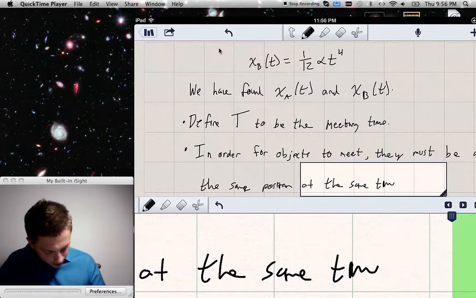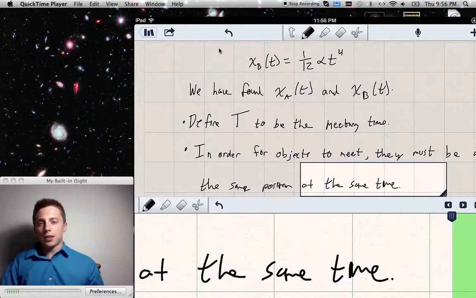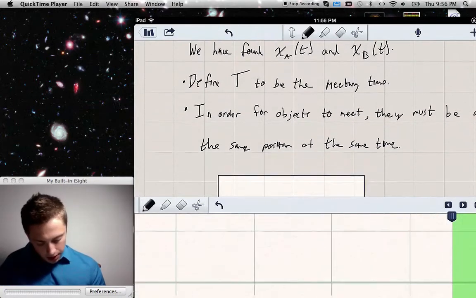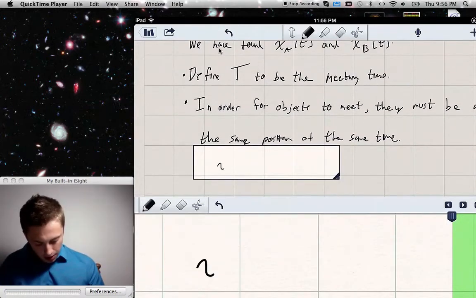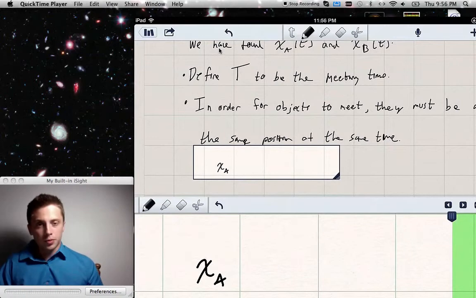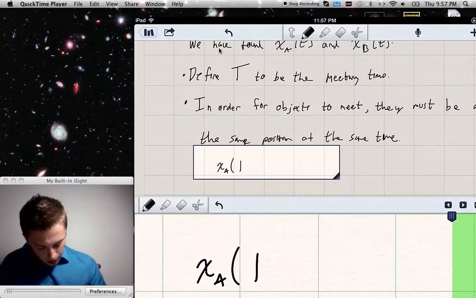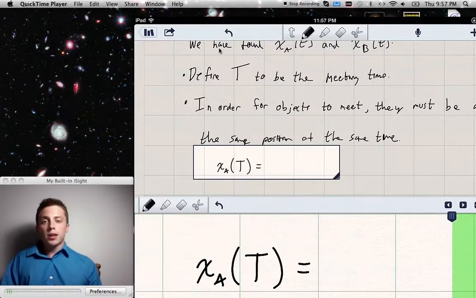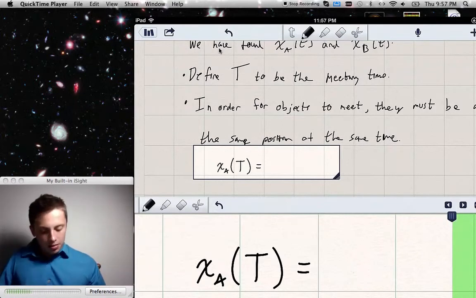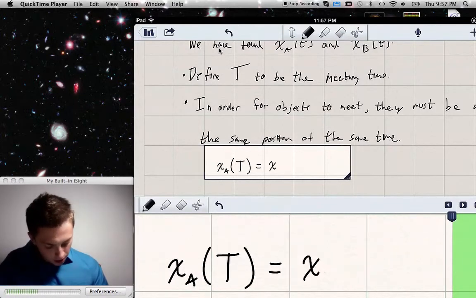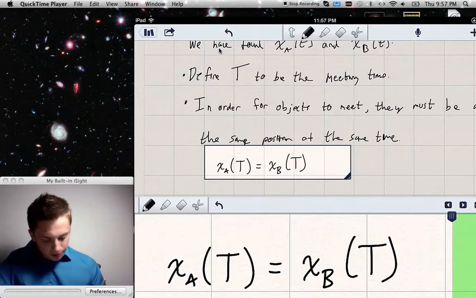Okay. Let's now write that mathematically, so we have a nice mathematical expression. What that says is the x-coordinate of car A, which is tracking exactly where car A is at any time t. So, if we evaluate car A's coordinate at the meeting time, it must be equal to car B's coordinate at the meeting time.